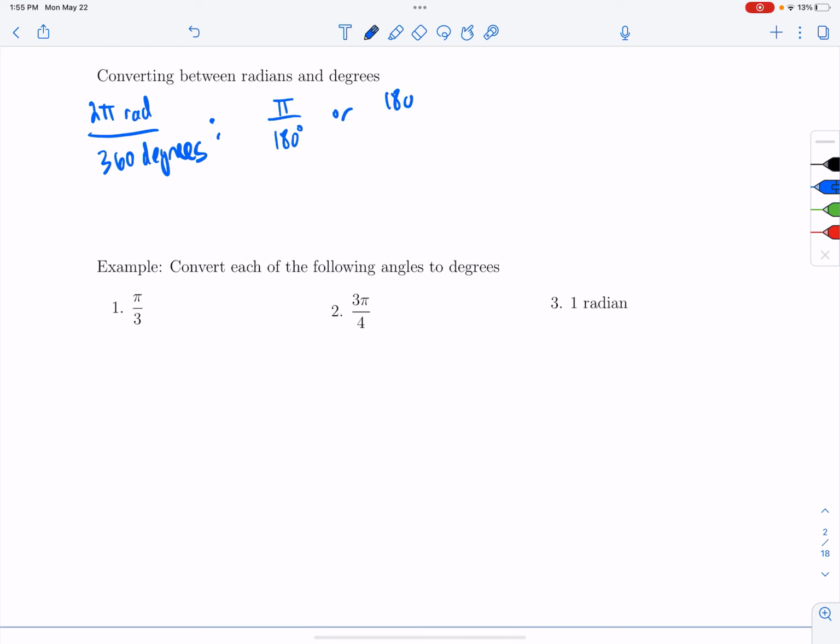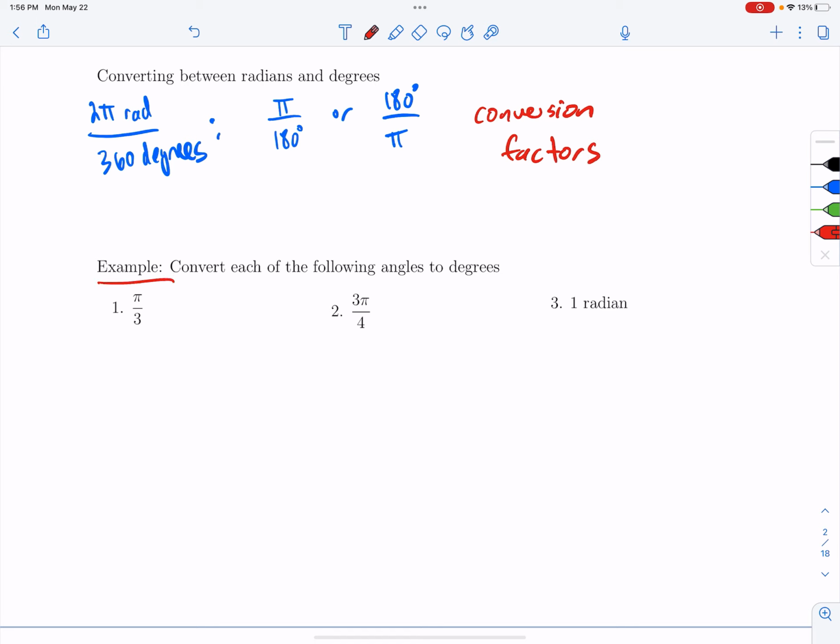Or I'm going to use this conversion, 180 degrees over pi. So to do this conversion, all we're going to do is multiply the given angle by one of those conversion factors, and then we'll be able to make our conversion from one unit to the other.